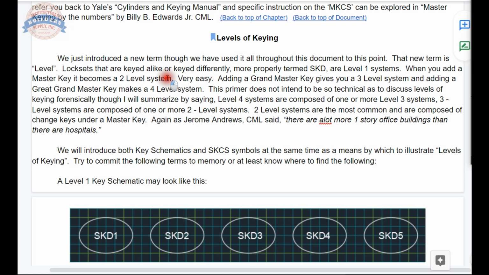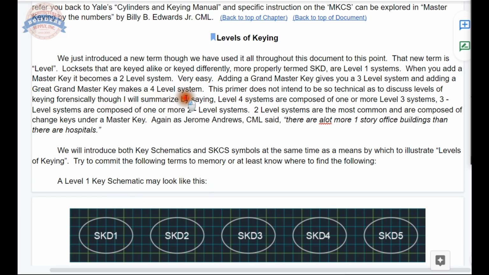This primer does not intend to be so technical as to discuss levels of keying forensically, though I will summarize by saying, and we're not going to go into it that deeply, not only because, in my opinion, it's not necessary in your general line of work to discuss level 5 or beyond systems, but also because I don't have a working knowledge of it. And I can tell you that people that author books as experts on the subject matter rarely see systems beyond a 4-level system. So these are things that exist almost theoretically, at least theoretical in my world.